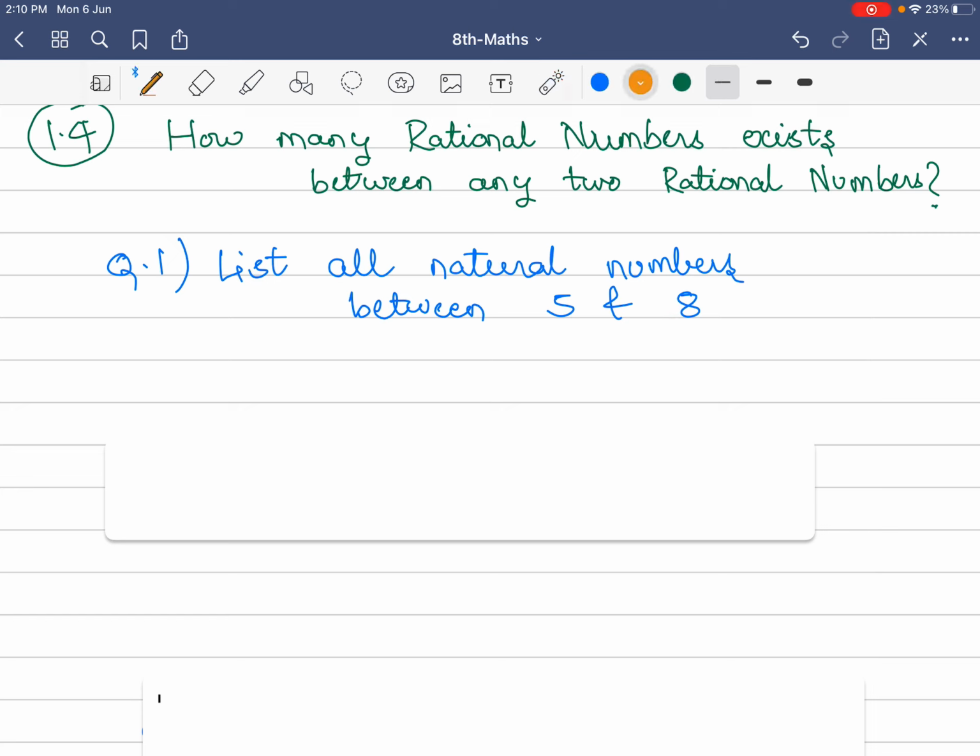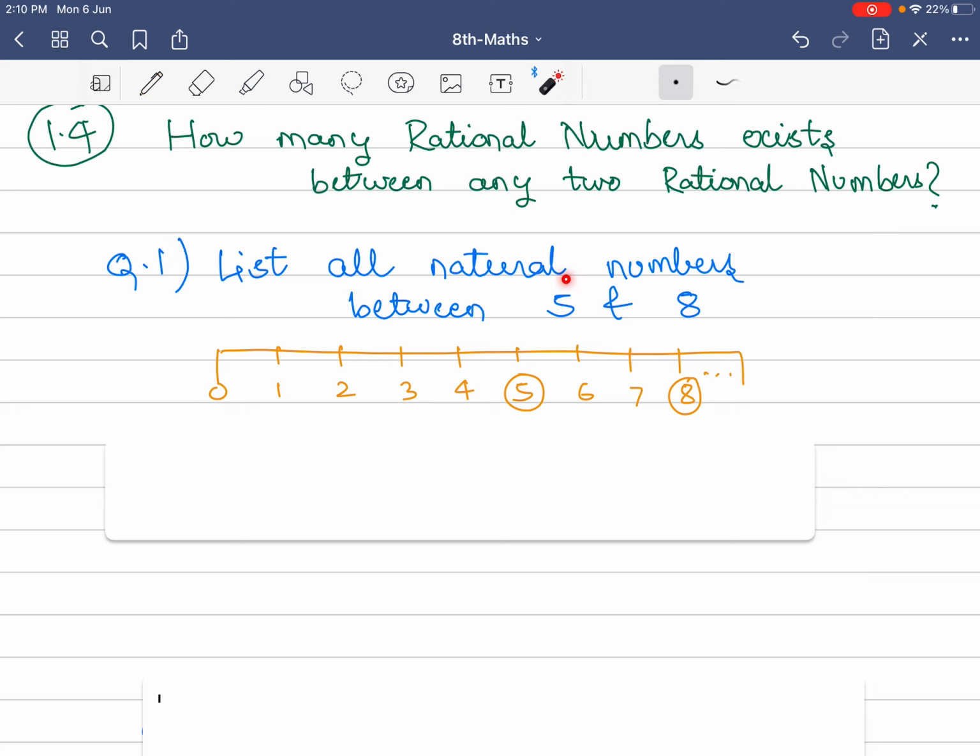Very clearly, we know that this is the number line. It starts with, let's say, 0, 1, 2, 3, 4, 5, 6, 7, 8 and so on. So this is our number 5 and this is our number 8, and it asks us to list all the natural numbers between 5 and 8. To answer this question, 6 and 7 is our answer. So let's write it down. This is 6 and 7. These are the natural numbers between 5 and 8.